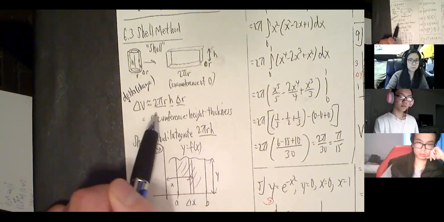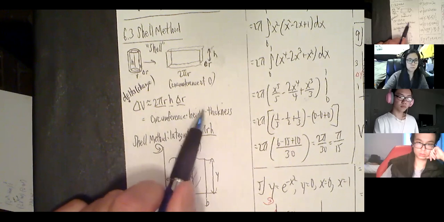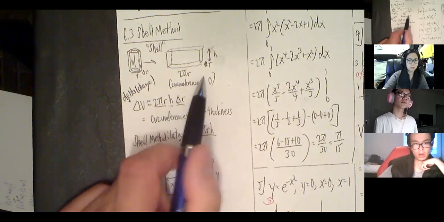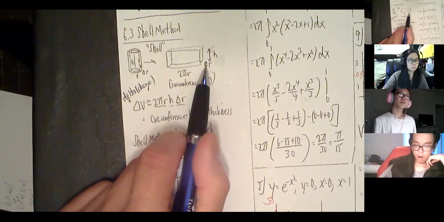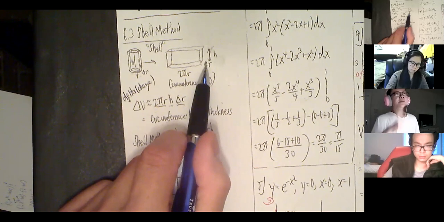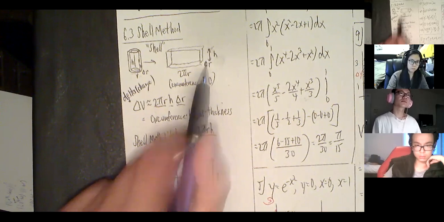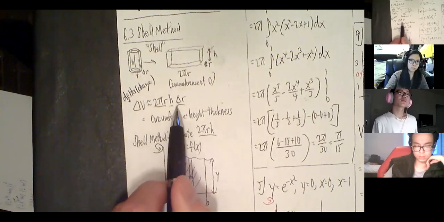In short, it's circumference times the height times the thickness. When we actually integrate, the delta r is going to be either delta x or delta y, and when you integrate, it changes to dx or dy. So essentially what you're integrating is 2 pi r h.